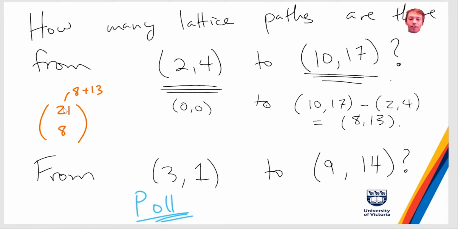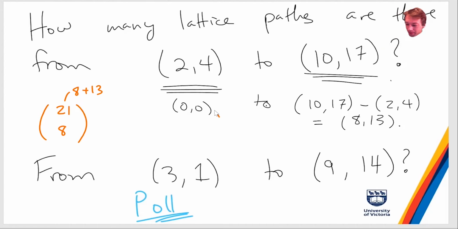So let's do a poll. How many ways from 3, 1 to 9, 14? If you don't know the answer, feel free to pick I don't know, because this is anonymous, so nobody gets to know who picked what. I'll still release what everyone chose, but no one will know who chose what. Okay, let me share the results.